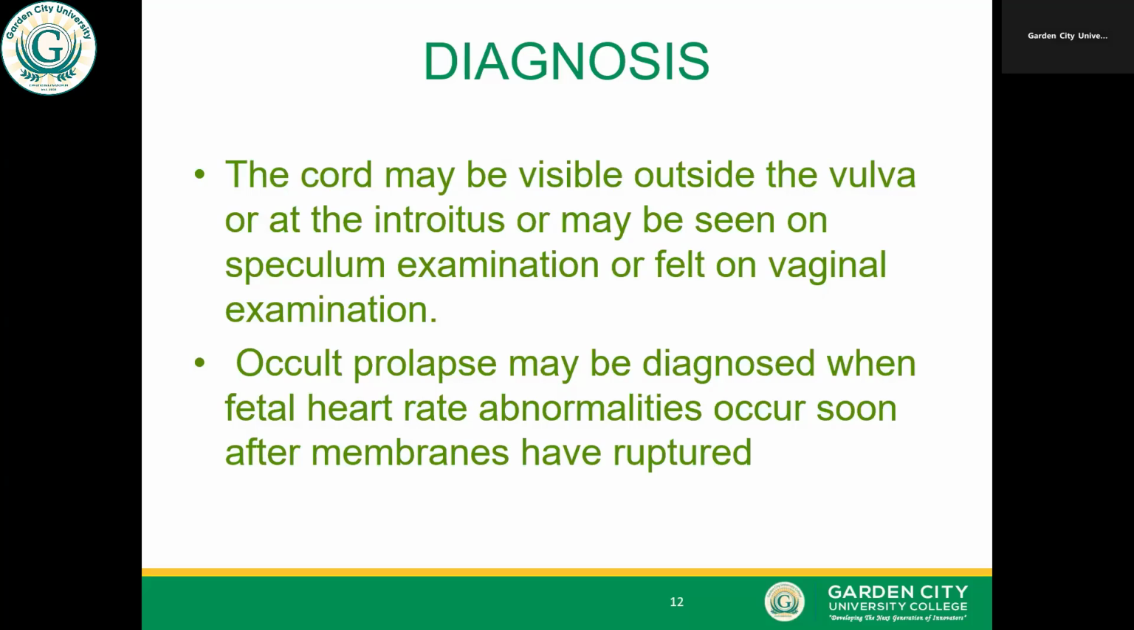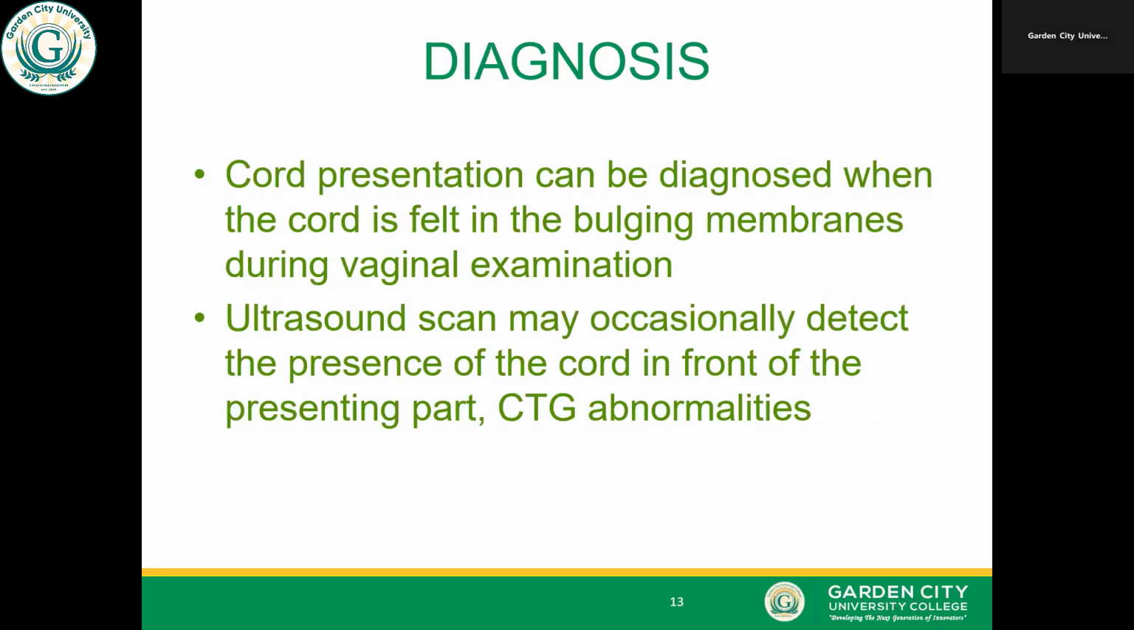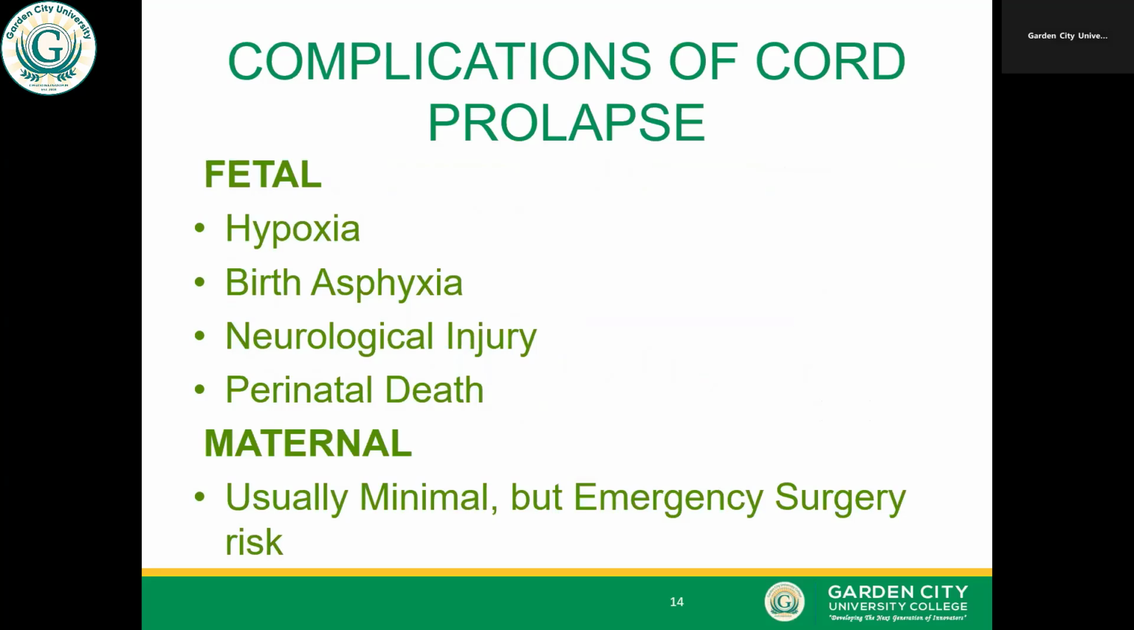Then occult prolapse may be diagnosed when fetal heart rate abnormalities occur, because for that one, it is coming alongside the head. So it might be difficult to rule it out. So you will see that one time you check the FHR, it will be occasionally on and off. And then you can also use a CTG and ultrasound to detect the cord prolapse and the cord presentation.